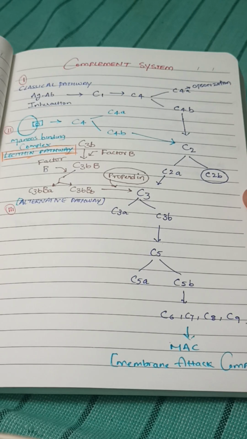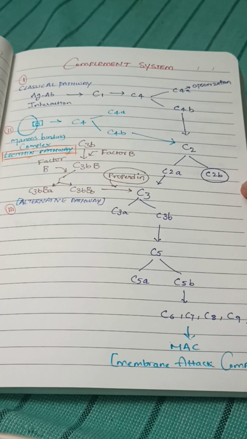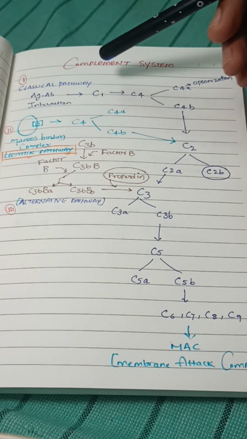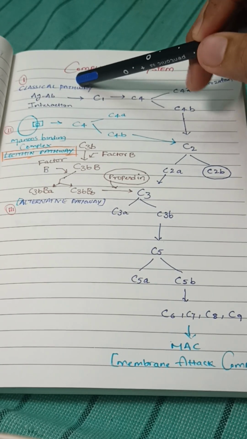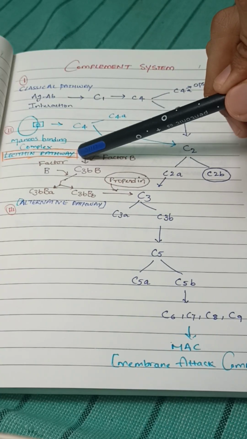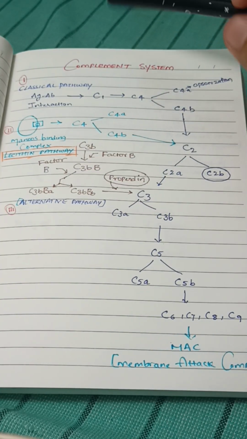Simple Learning Part 1. Today's topic is the complement system, which is easily confusing. In the complement system, there are three pathways: the classical pathway, the lectin (mannose-binding) pathway, and the alternative pathway.